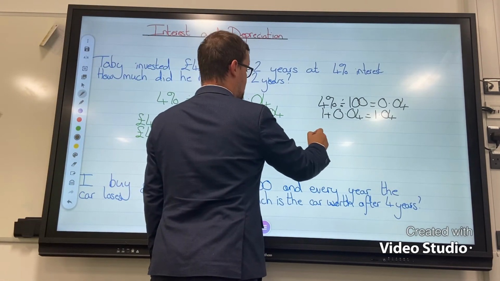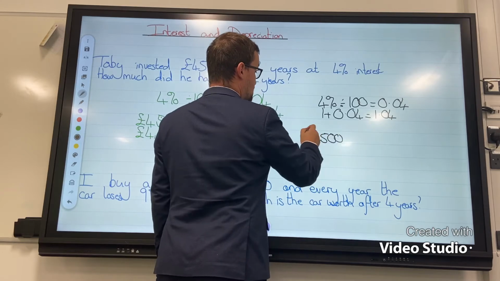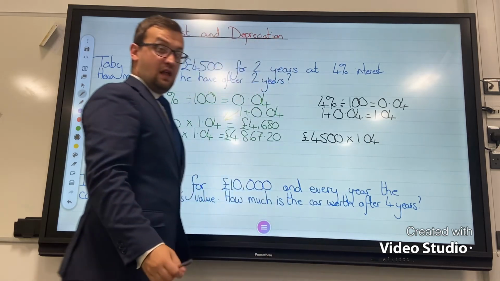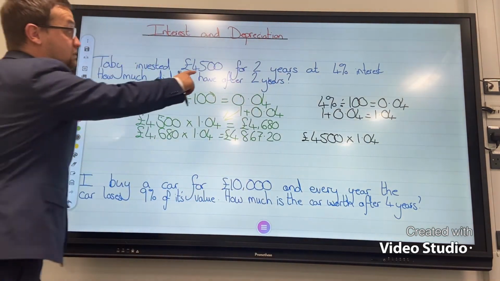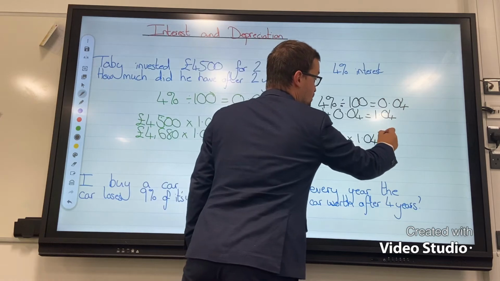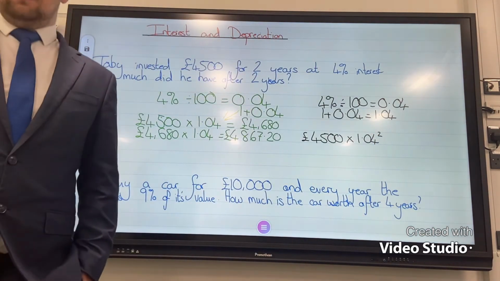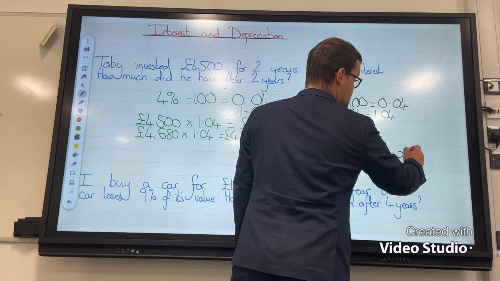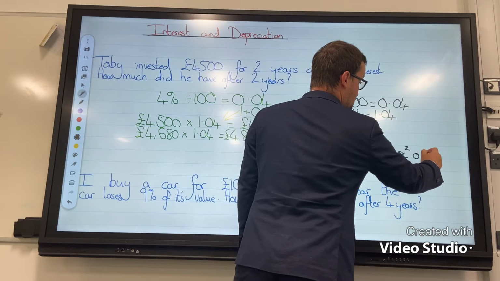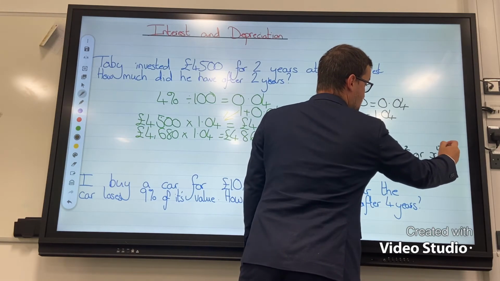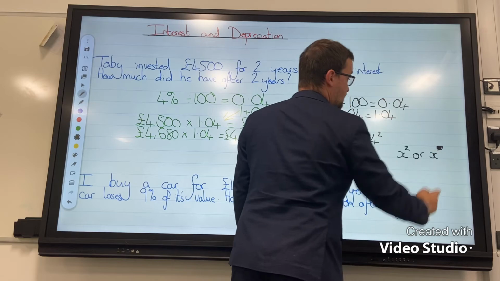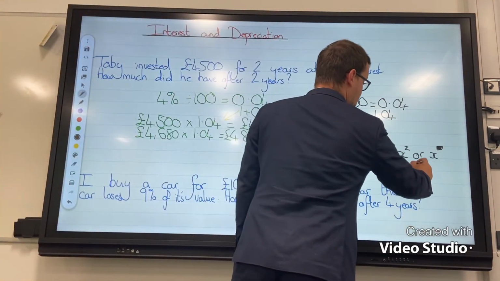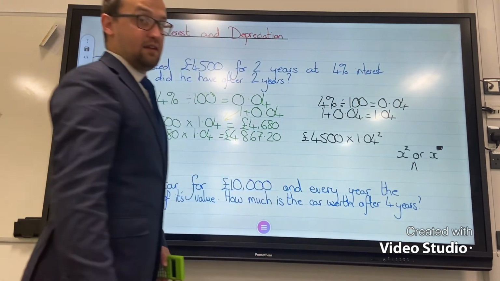We're going to do our starting amount, which is 4,500. We're still going to times by 1.04, but on our calculators then, we're going to do it to the power of how many years. So we're going to do 1.04 squared. Now on your calculator, you'll either have an x squared button or an X with a blank box like that. Some calculators will have a little triangle or a little sort of arrowhead type thing.